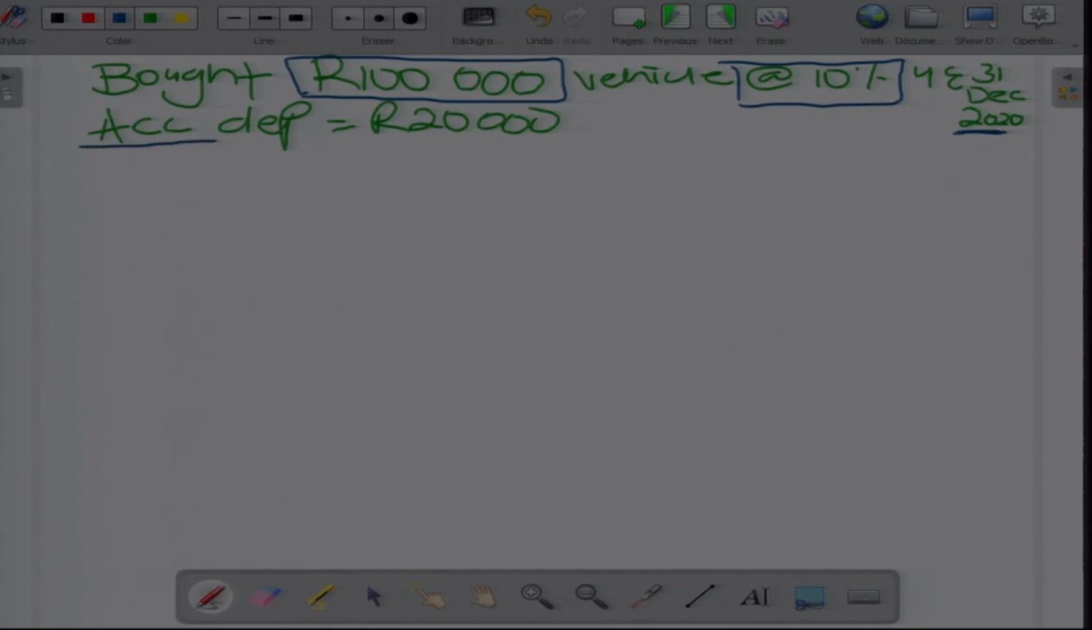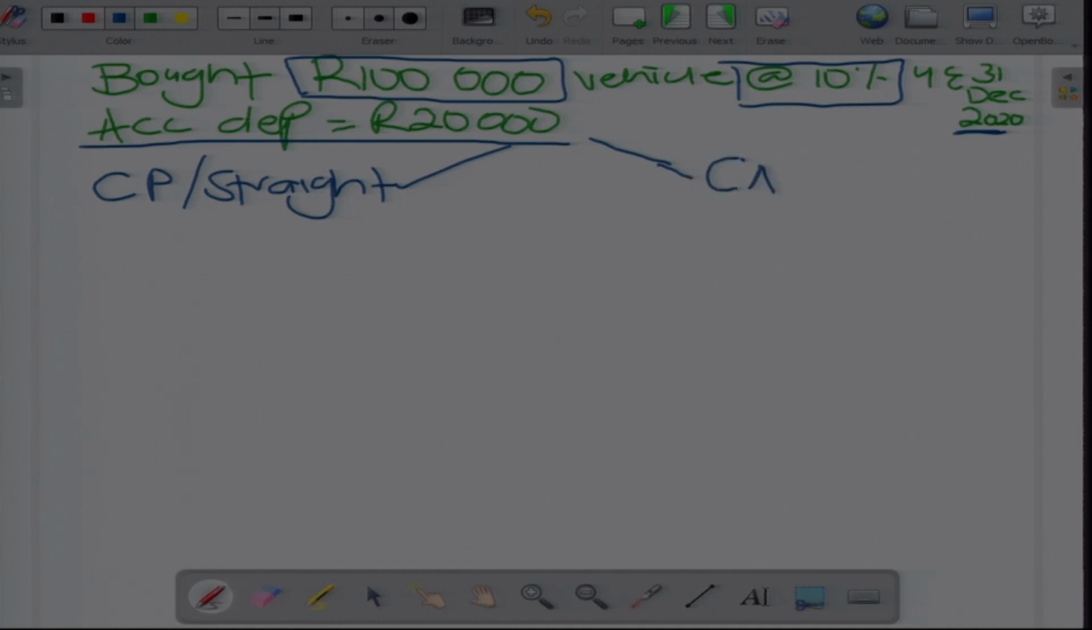And they tell us there's a cumulative depreciation. So as soon as they say there's a cumulative depreciation, you know you didn't buy the car in this year because there's depreciation that has taken place previous years. Now with depreciation, there's two ways. There's actually four ways of calculating it, but we only use two in this course. The one way is called the cost price method or straight line. That means the car will be depreciated the same way every single year. The second one is called the carrying amount or reducing balance method.